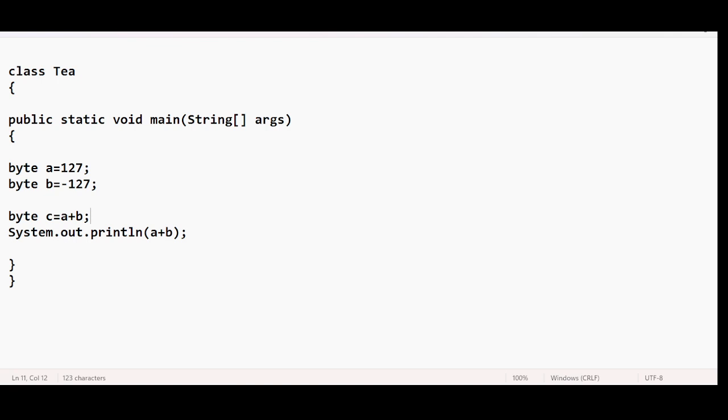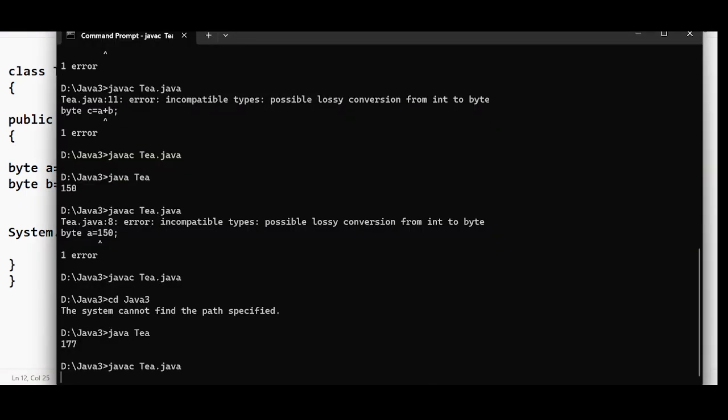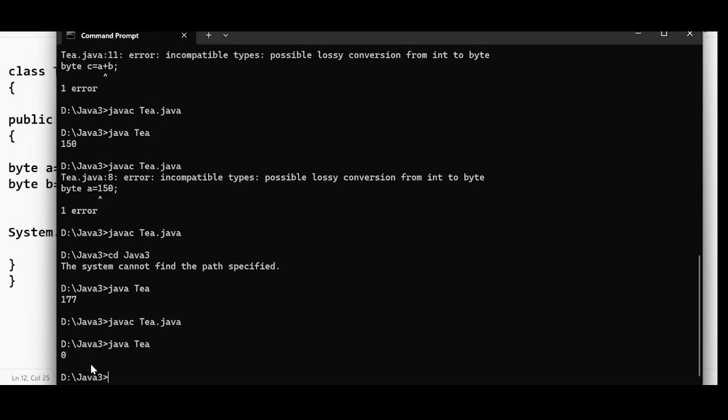I want to do the mathematical operation without changing the values of this particular data type. To do that, do it directly. We can achieve this. If I try to execute this, zero. We got the output.